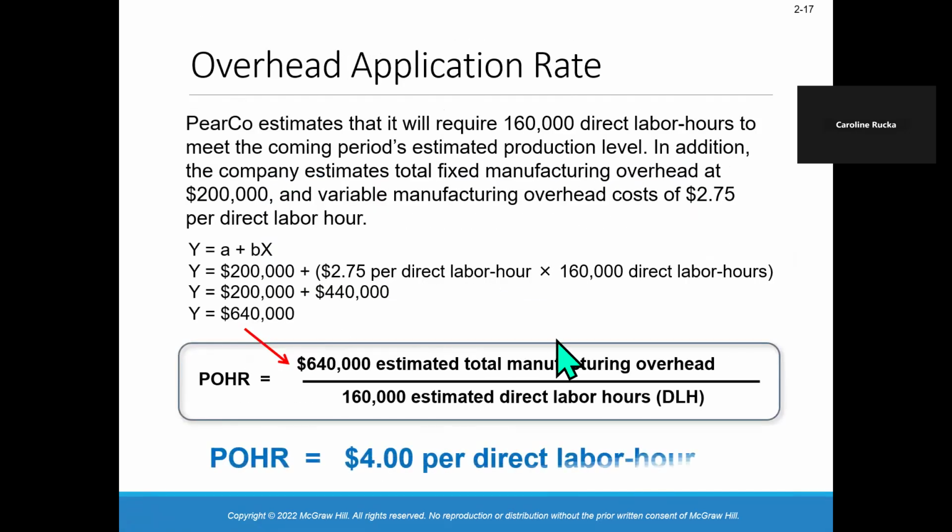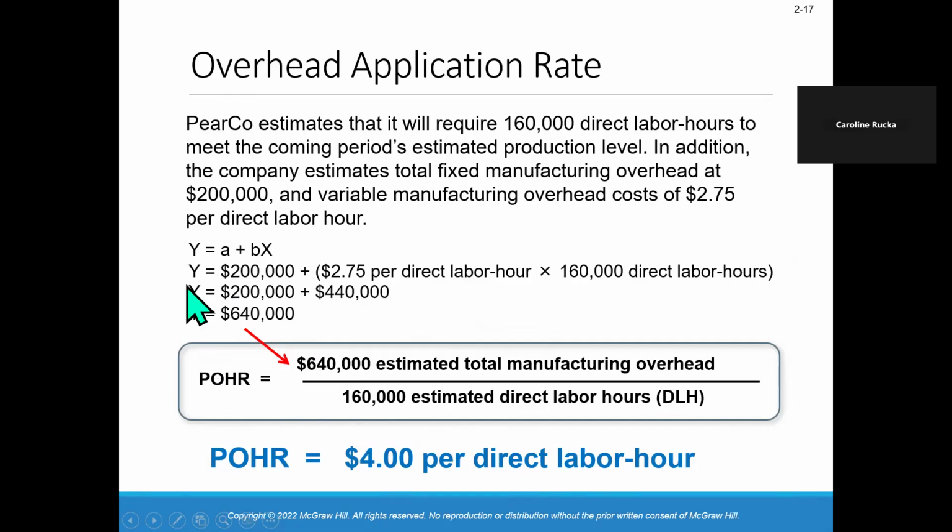Okay, so in this example, the Pear Company estimates that it will require 160,000 direct labor hours to meet the coming period's estimated production level. In addition, the company estimates that the total fixed manufacturing overhead is $200,000 and the variable portion is $2.75 per direct labor hour. So already we know we're going to use our direct labor hours as our allocation base.